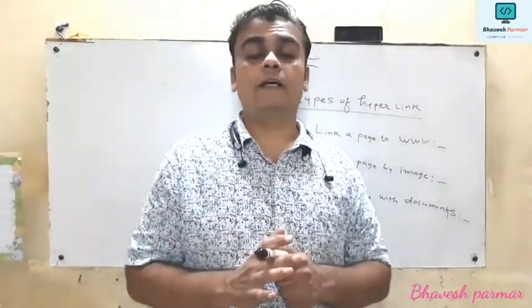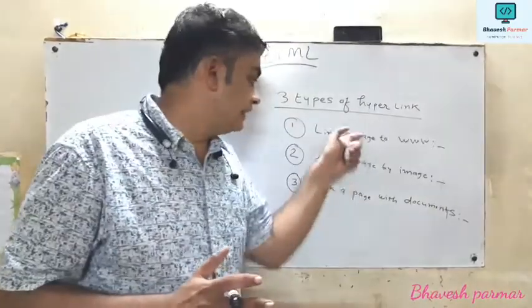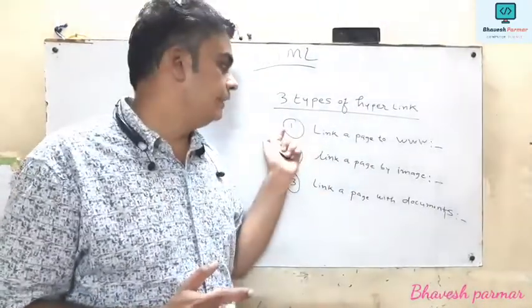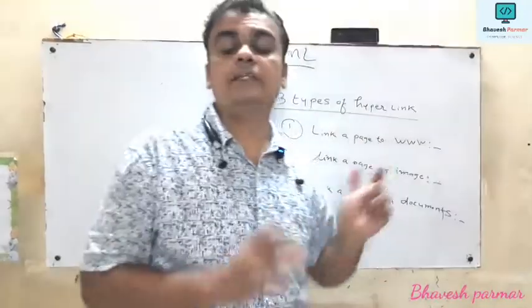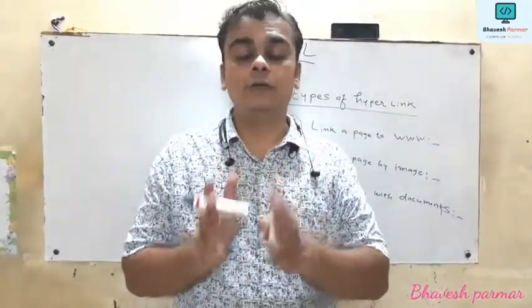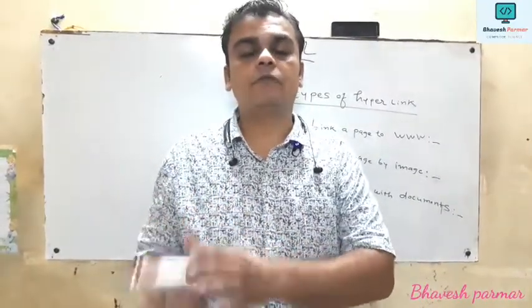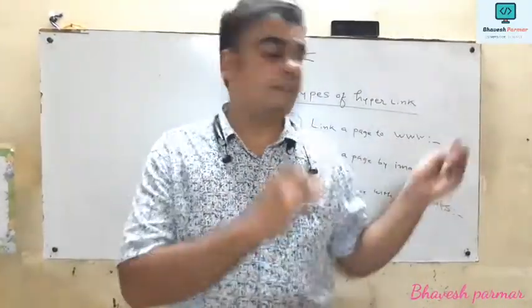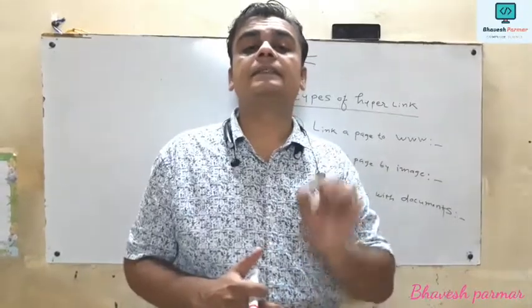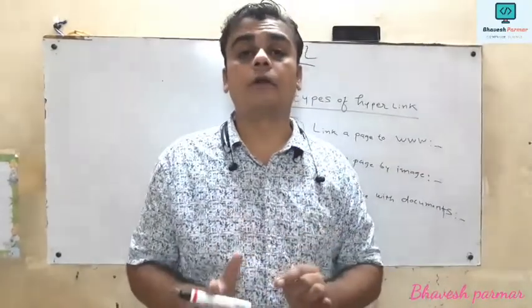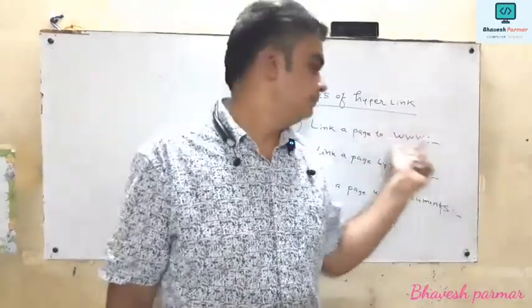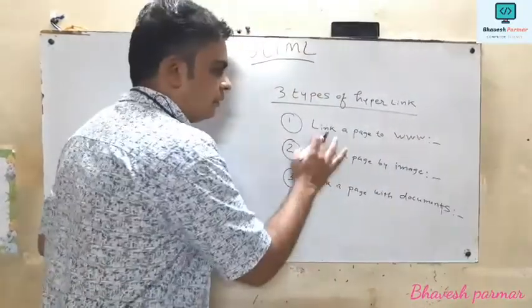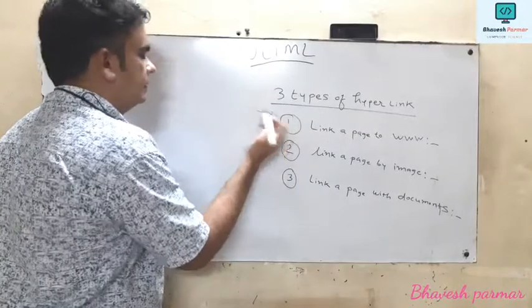Now guys, we have studied these 3 different types. Let me take a short review. First one, link a page to www. In this case, I am going to link my web page with a website, and as I told you earlier, there must be an internet connection on to show the output of this www. So what is the example for this? We are going to see the example.